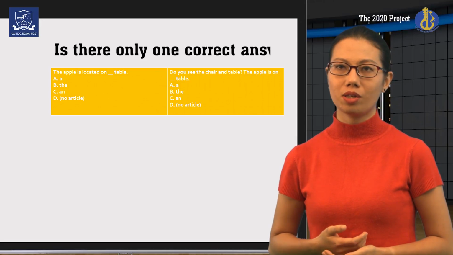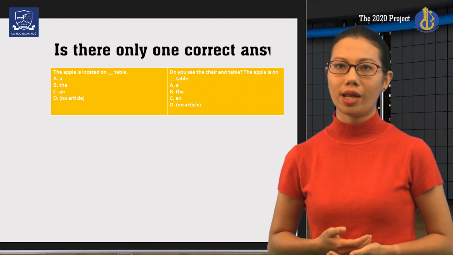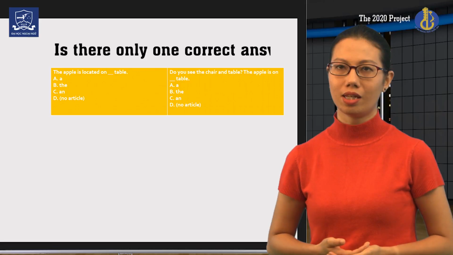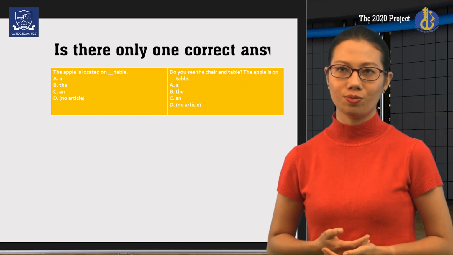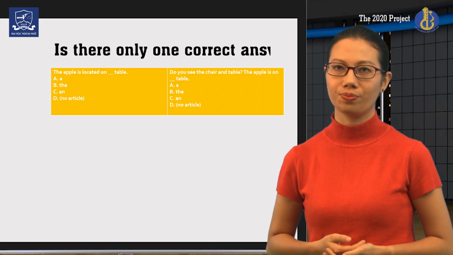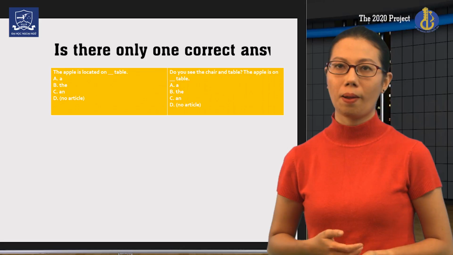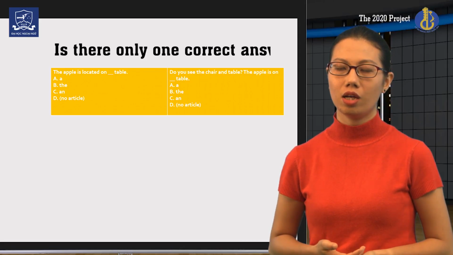That problem can be corrected by clarifying the context so that only one answer will work. Do you see the chair and table? The apple is on ___ table. A. a, B. the, C. an, D. no article.